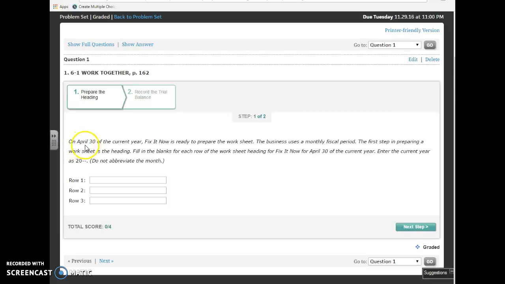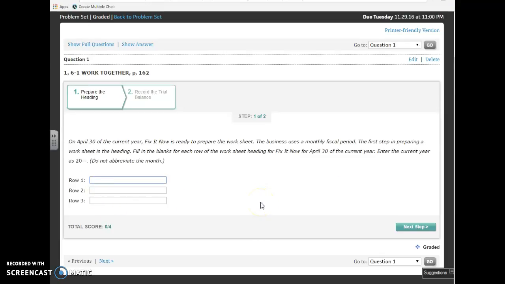So the first thing they're asking, it says on April 30th of the current year, Fix It Now is ready to prepare the worksheet. The business uses a monthly fiscal period. The first step in preparing the worksheet is the heading. Fill in the blanks for each row of the worksheet for the heading Fix It Now, April 30th of the current year. Enter the current year as 2000 dash dash.